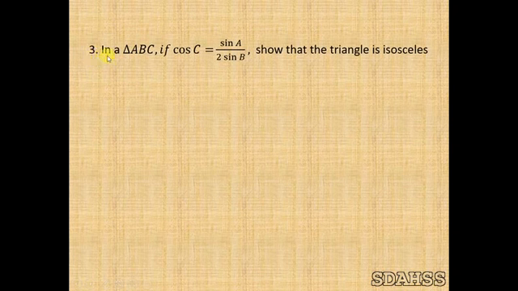Third sum. In a triangle ABC, if cos C is equal to sin A divided by 2 sin B, show that the triangle is isosceles.